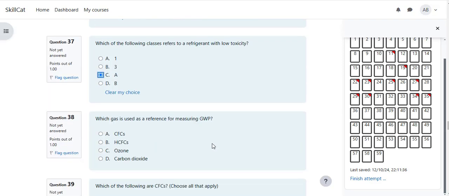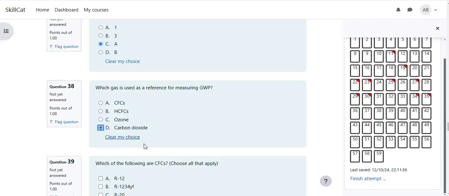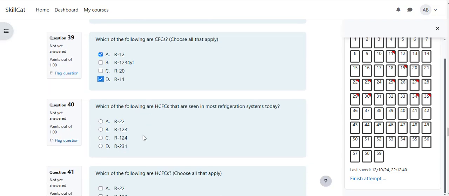Which gas is used as a reference for measuring GWP? Carbon dioxide. Which of the following are CFCs? R12 and R11, I think. Which of the following are HCFCs? Okay, that are seen in most refrigerant systems today.